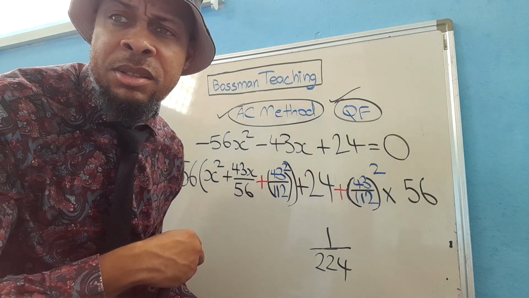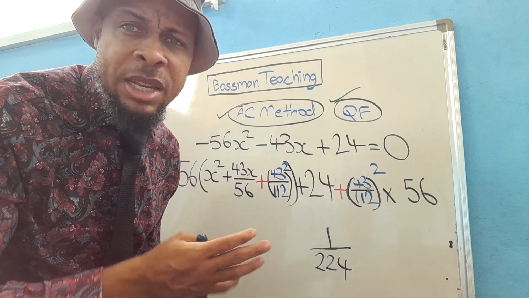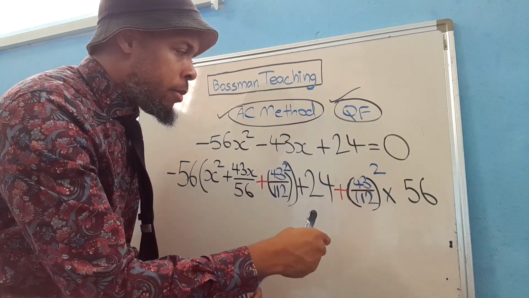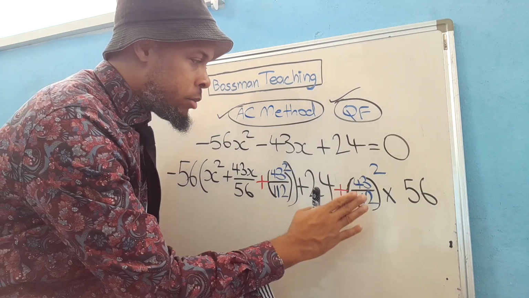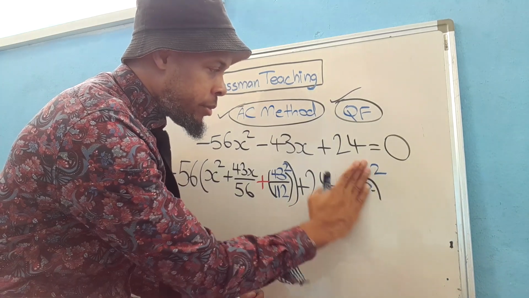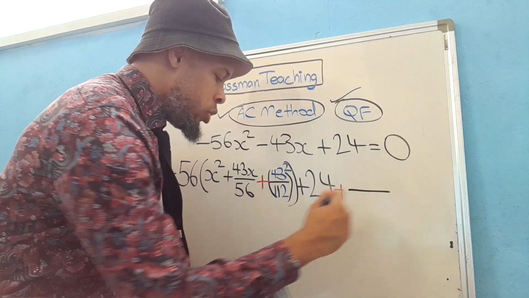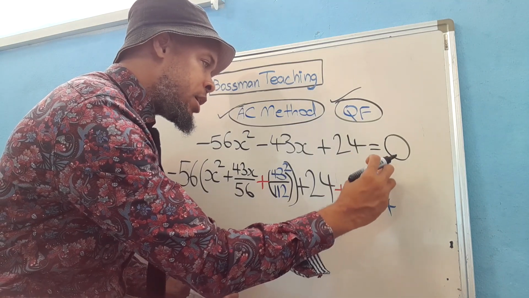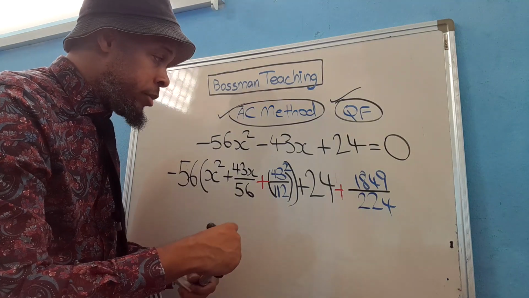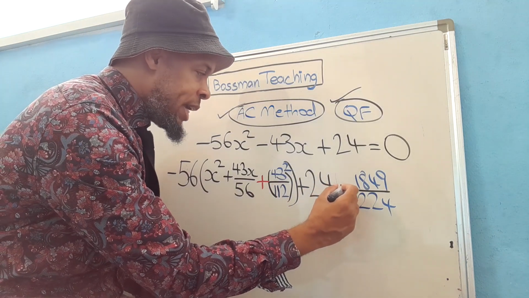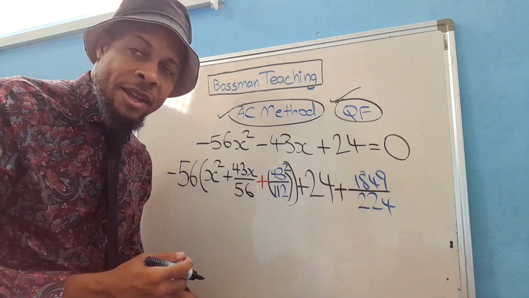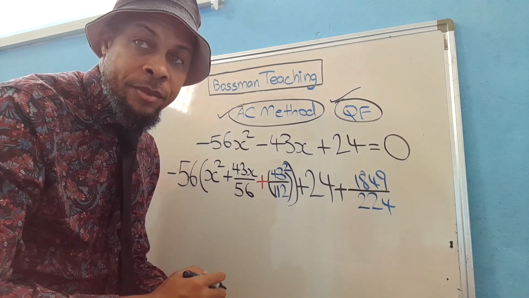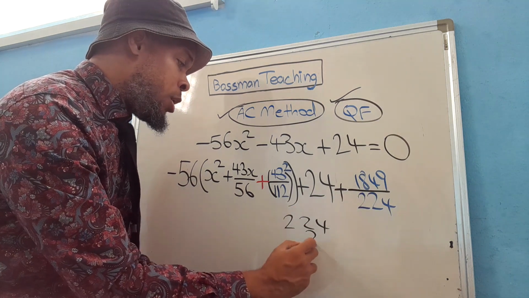Okay. So anyway, that means the top will be 1849 and the denominator is 224. So 224, 1849. See? So that means now what we have to do is multiply 224 by 24 and have that as a numerator over 224. Right? So 224 by 24.